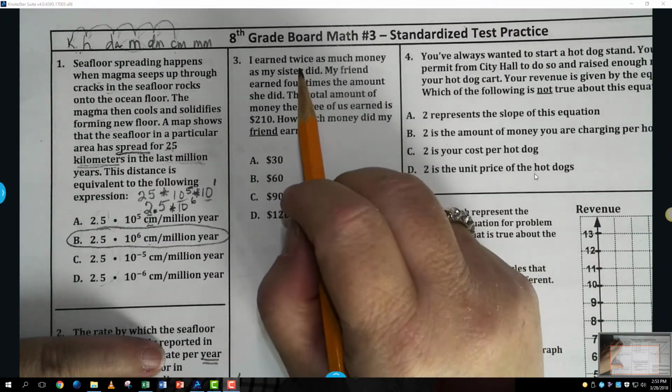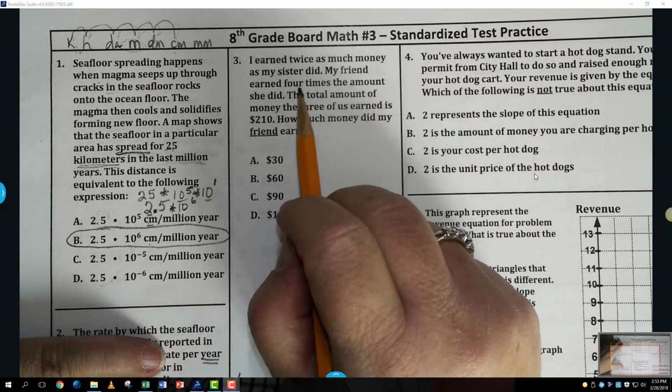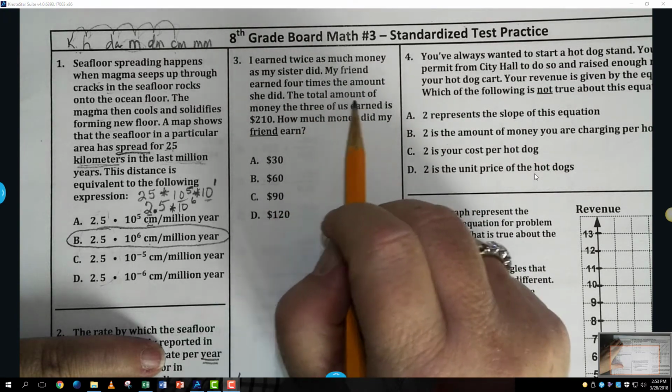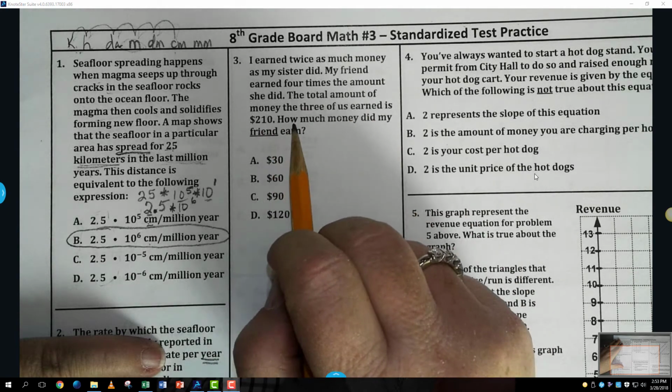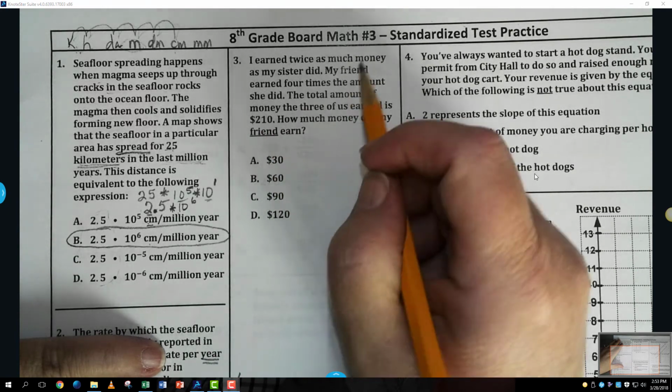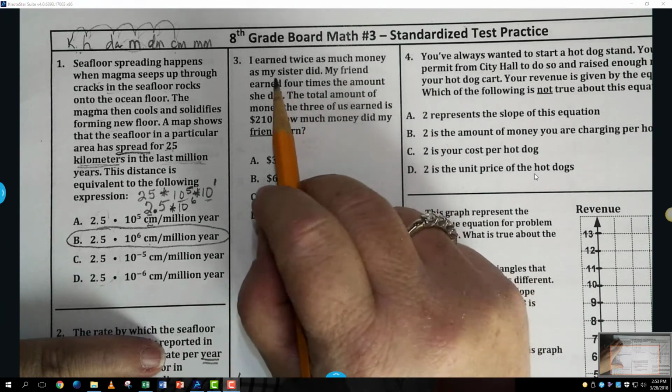Okay. I earned twice as much money as my sister did. My friend earned 4 times the amount she did. The total money of the 3 of us that we all earned was 210. How much did my friend earn? Okay. I earned twice as much money as my sister. So what did my sister earn?